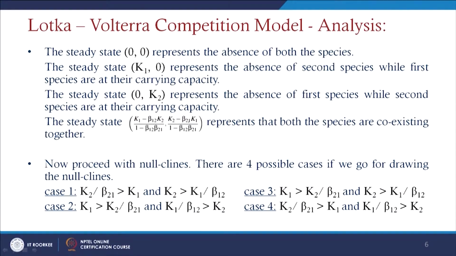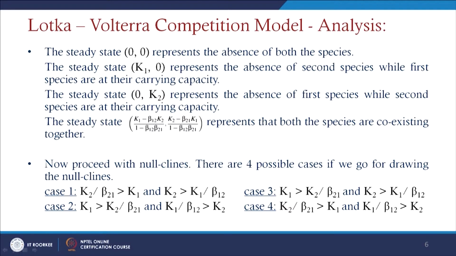First, if you consider k2 minus beta 2 1 k1, this means that k2 by beta 2 1 is either greater than k1 or less than k1. Based on that, we have considered 4 conditions. First condition is that k2 by beta 2 1 is greater than k1 and k2 is greater than k1 by beta 1 2. Only these conditions we are assuming here. And the second condition, if both these are reversed, means that k2 by beta 2 1 is less than k1, and k1 by beta 1 2 is greater than k2.